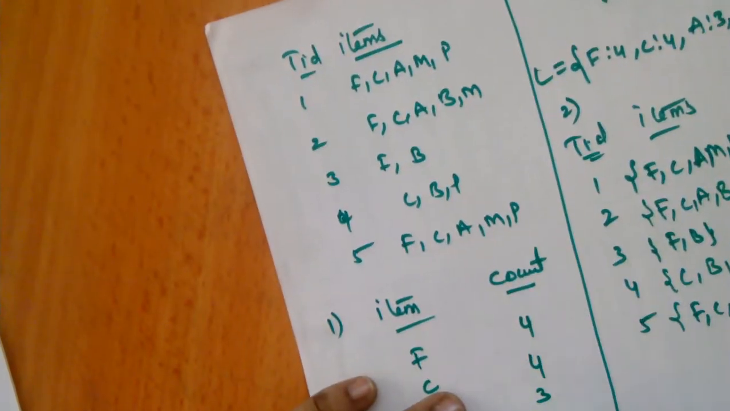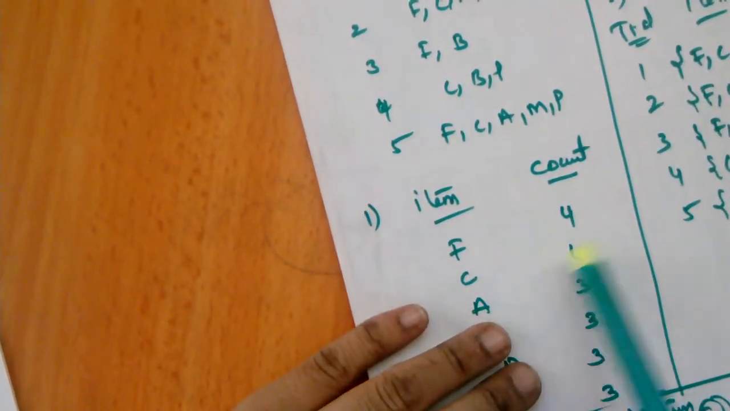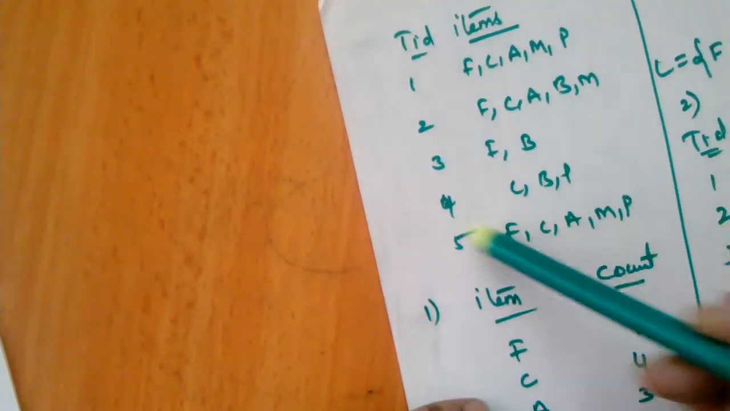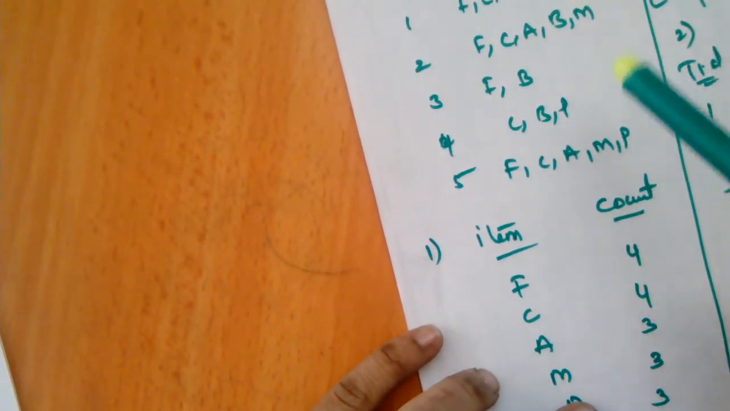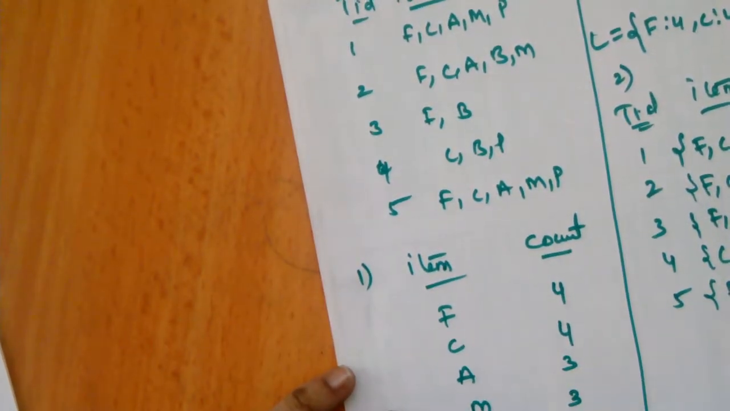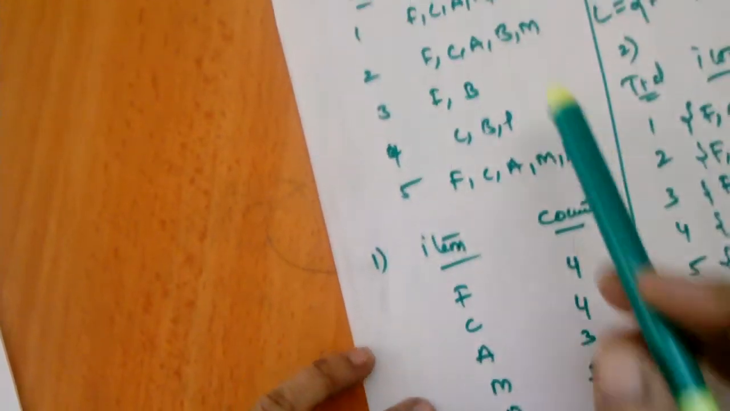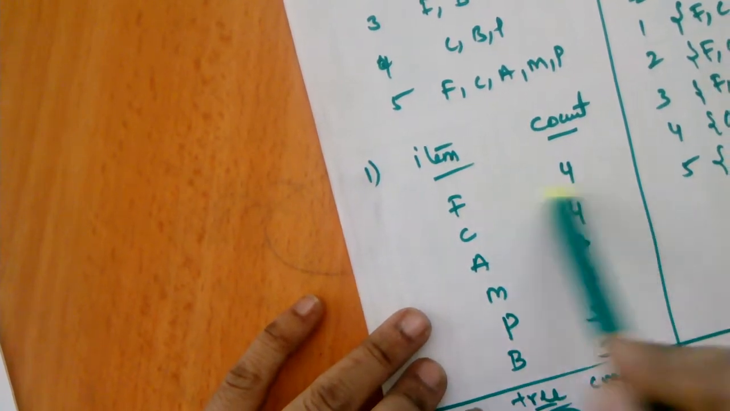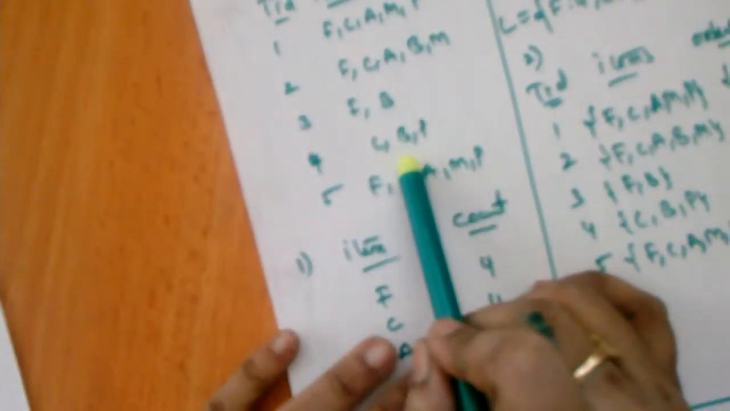First we find the count of each item. From this we have the items F, C, A, M, P, B, 6 items. Now the count of each item from this: F is 1, 2, 3, 4. C is 1, 2, 3, 4. Like that we count all the remaining items from the database.